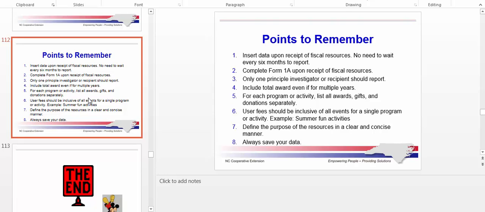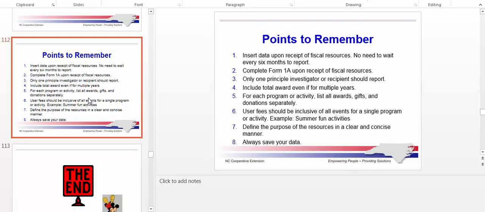Only one principal investigator should report, so there's no duplication of the monies. It doesn't matter who reports it. If somebody's a 4-H agent, they get the money for the 4-H program, the 4-H agent can report it as well as any other agent, but only one time. Include total award given, even if it's for multiple years. Break it down by the years the grant was. Some grants are multiple year grants. If program, list all awards, gifts, and donations separately for each program.